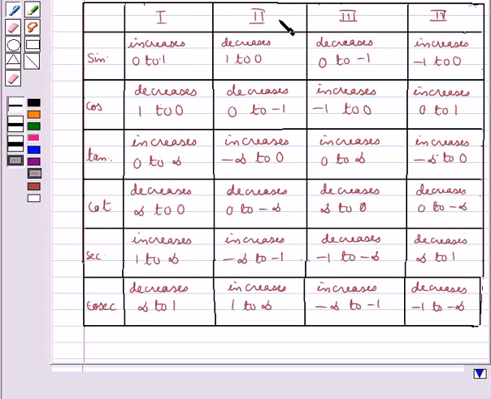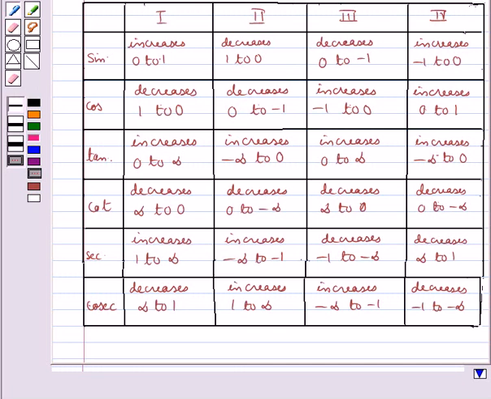Then in the second quadrant, when x increases from pi by 2 to pi, sin x decreases from 1 to 0, cos x decreases from 0 to minus 1, tan x increases from minus infinity to 0, cot x decreases from 0 to minus infinity, sec x increases from minus infinity to minus 1, and cosec x increases from 1 to infinity.